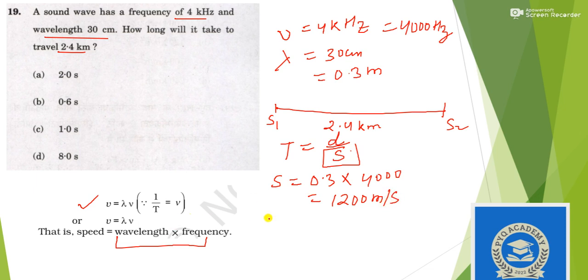So now time equals distance, 2400 meter, by 1200. So it will be 2 seconds. Our answer is option A, 2 seconds.